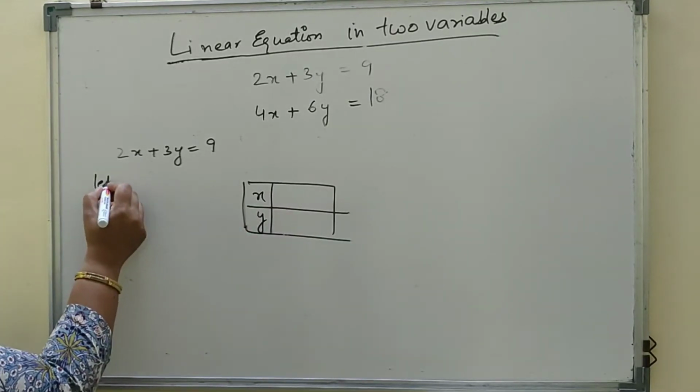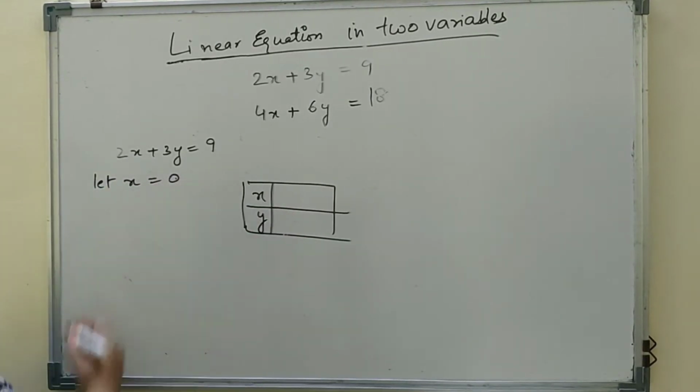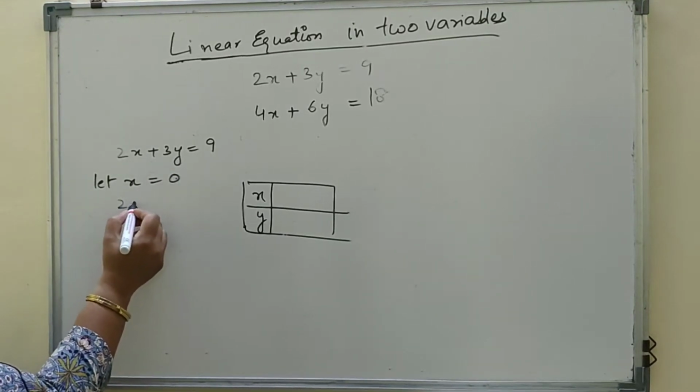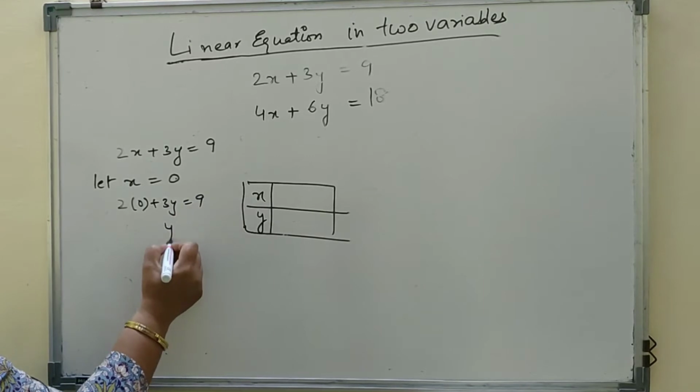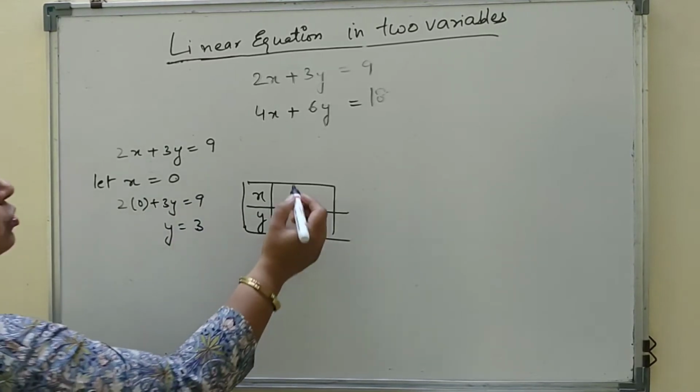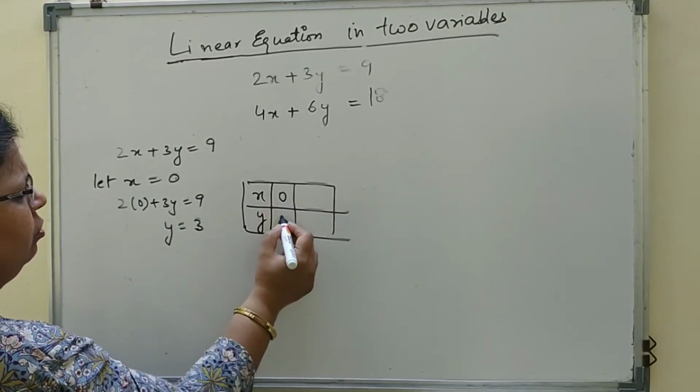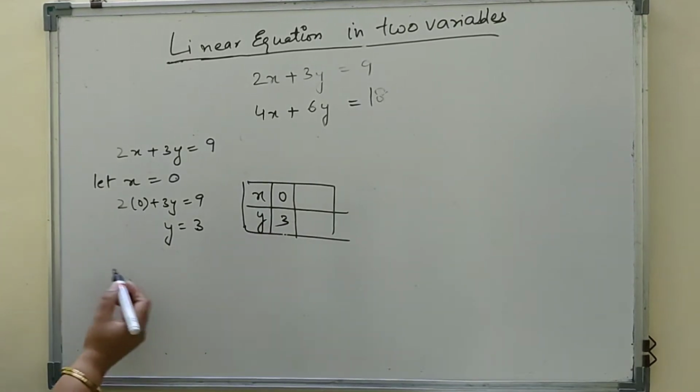Let x equal to 0. So what will be the value of y? We get y equal to 3. So we should fill up 0 and 3.